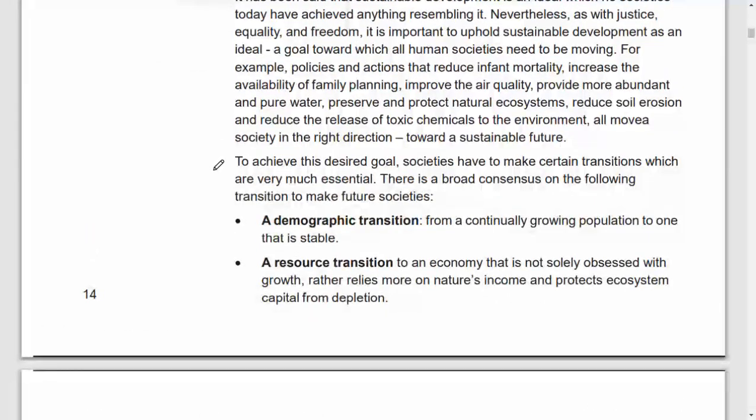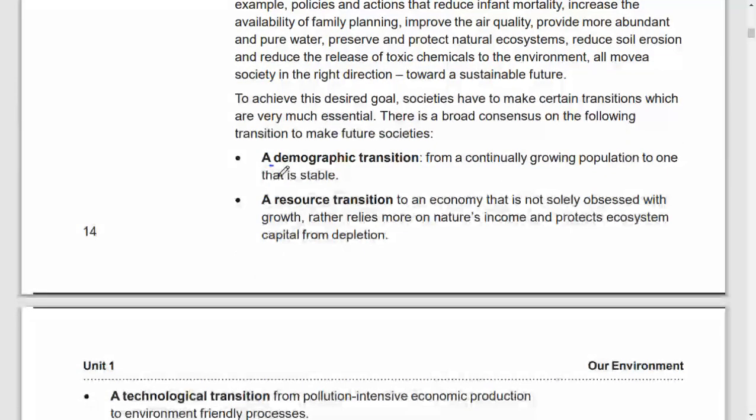To achieve this desired goal, societies have to make certain transitions which are very much essential. There is a broad consensus on the following transitions to make for future societies. A demographic transition from a continually growing population to one that is stable. A resource transition to an economy that is not solely obsessed with growth, but rather relies more on natural income and protects ecosystem capital from depletion.